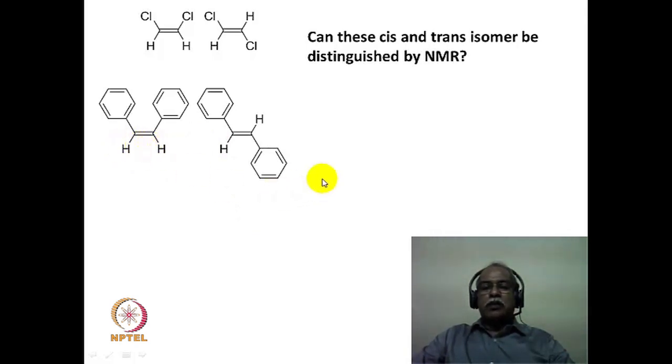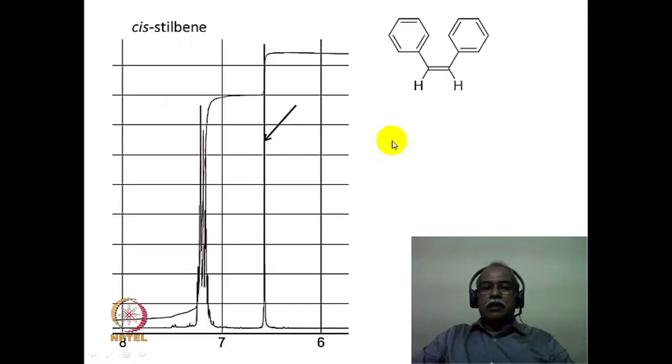So how does one now determine which is the cis and which is the trans? Now, if we have the spectrum of both the cis as well as the trans isomer, it is possible to rationalize which is a cis one and which is a trans one. In the cis one, the two hydrogens are away from the anisotropic effect of the phenyl group. So therefore, the chemical shift value of these two hydrogens in comparison to the trans isomer should be lower.